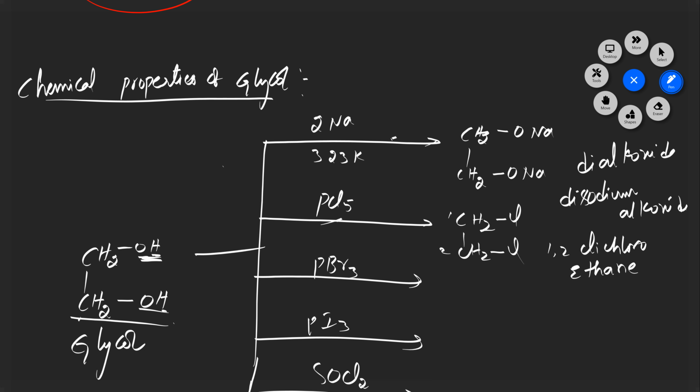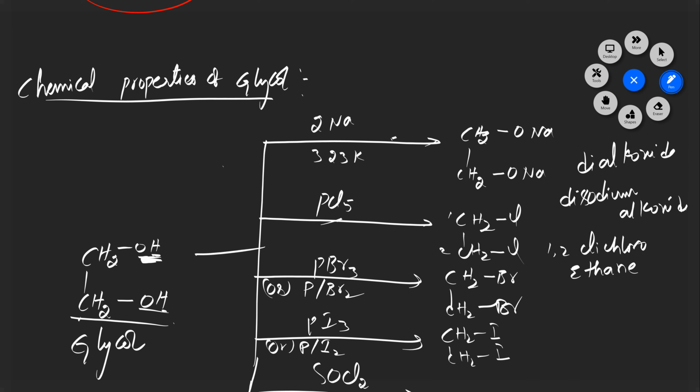The next one is PBr3. We can write this as phosphorus in the presence of bromine. If it is reacting with alcohol, again it replaces the OH with halogen: CH2Br and CH2Br. Now what happens with PI3? PI3 is phosphorus in the presence of iodine. It again forms a halogenated compound, CH2I and CH2I.